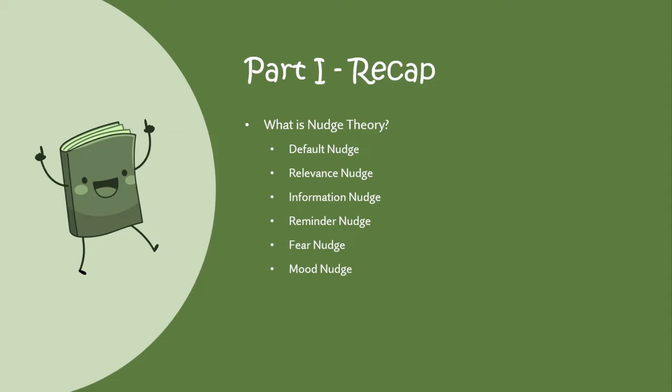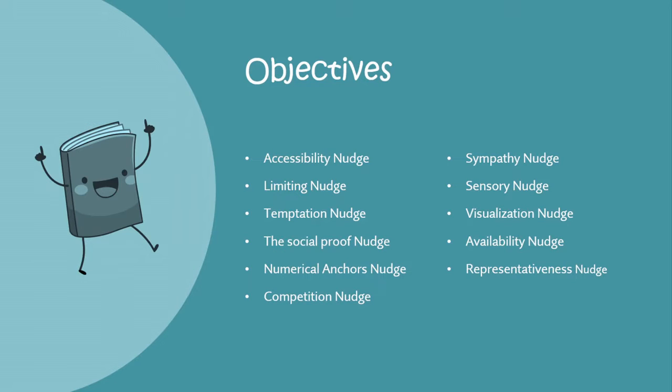In part 2 of this series, we will cover the remaining nudges. First, let's recap. In part 1, we covered what is nudge theory, default nudge, relevance nudge, information nudge, reminder nudge, fear nudge, and mood nudge. In this video, we will cover accessibility nudge, limiting nudge, temptation nudge, social proof nudge, numerical anchors nudge, competition nudge, sympathy nudge, sensory nudge, visualization nudge, availability nudge, and representativeness nudge.